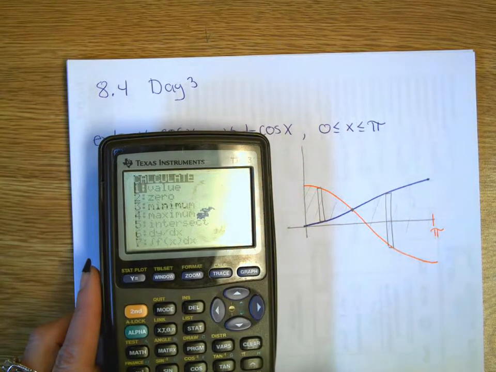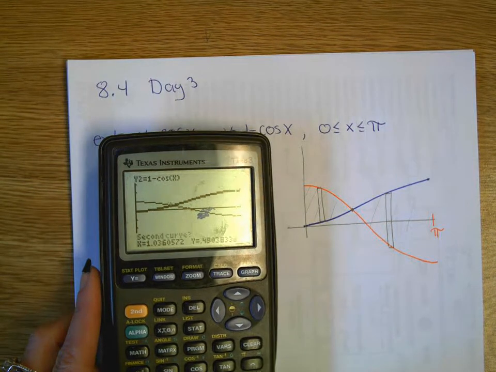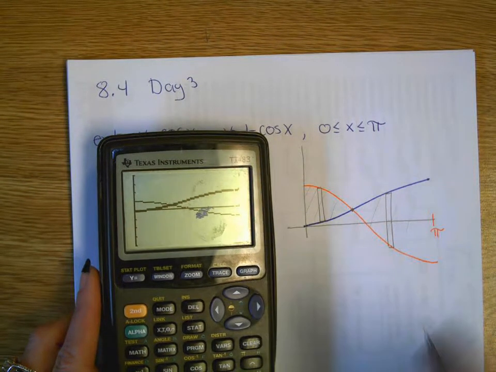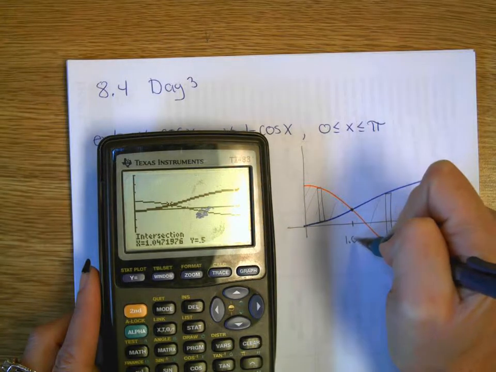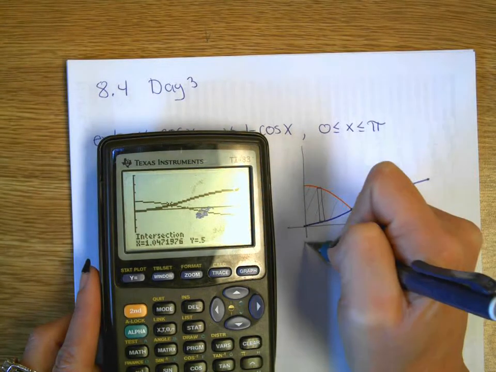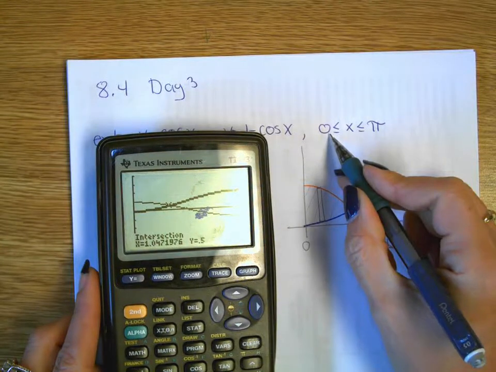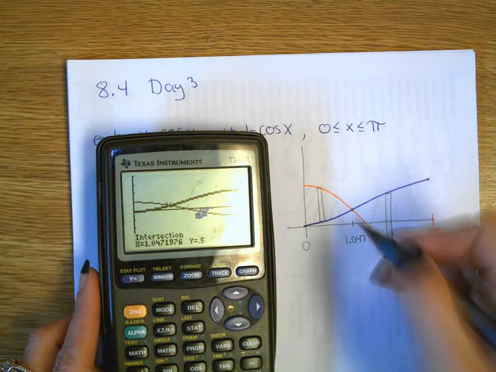Second calc, intersection, first curve, second curve, slide that over. So about 1.047. We're starting at 0 because I'm limited to my domain of 0 to pi.